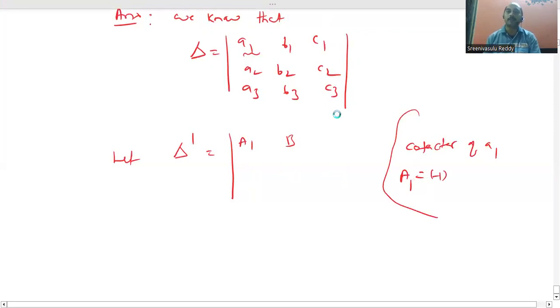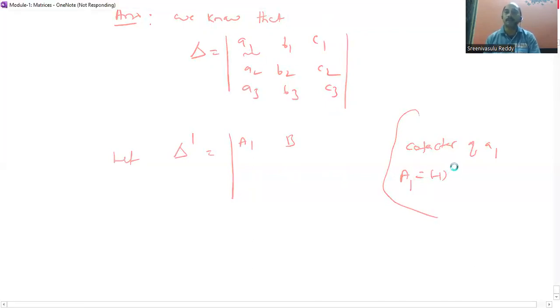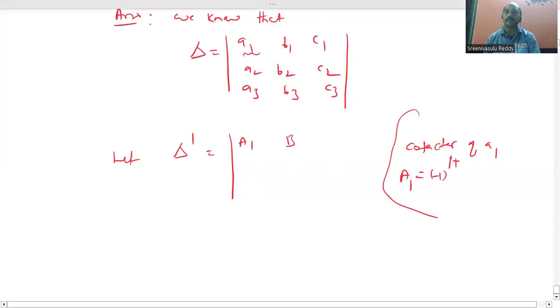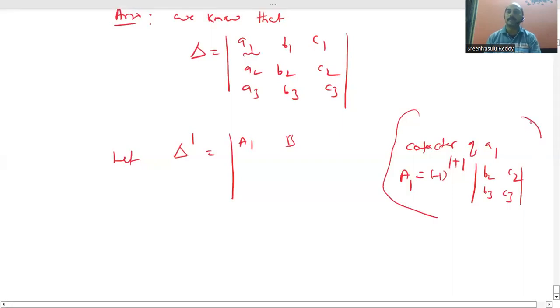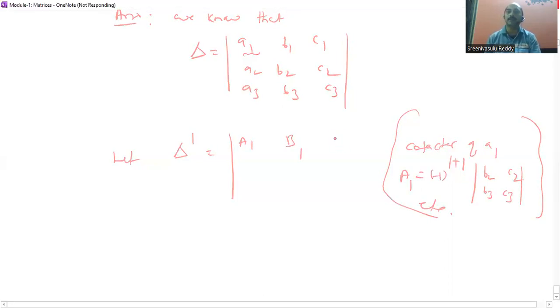-1 to the power of the row value plus the column value, first row plus first column, into the det of the matrix after removing its corresponding row and column, which is B2, C2, B3, C3. This is nothing but capital A1. Similarly for the other entries. B1 indicates the corresponding cofactor, and C1, capital C1, not small c1.